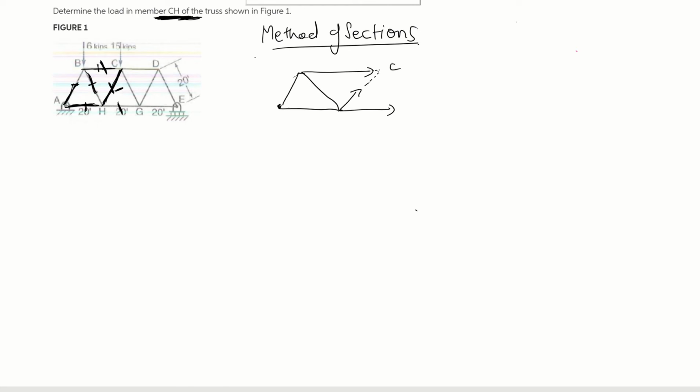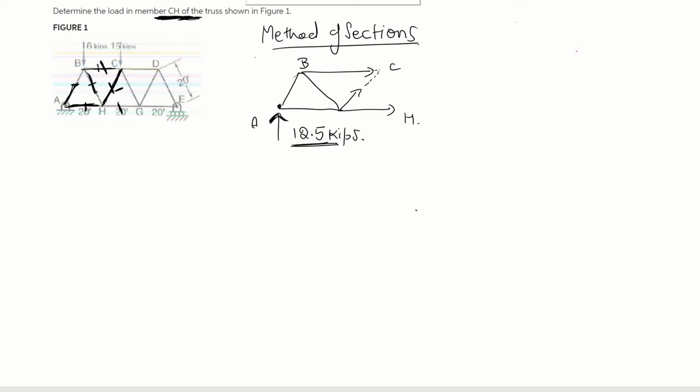This is C, this is point B, this is point H, and this is point A. In my previous question, we've already figured out the reaction load. This is 12.5, so I'm not going to do this again. If someone wants to understand how we figured out the reaction load, they can watch my previous video where I used the method of joints. The reaction load comes out to be 12.5 kips.